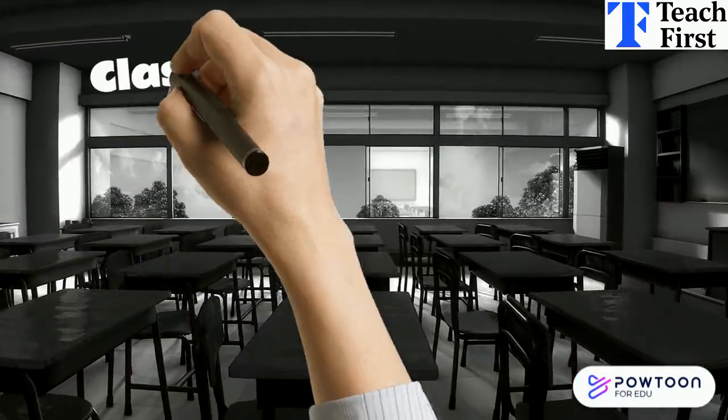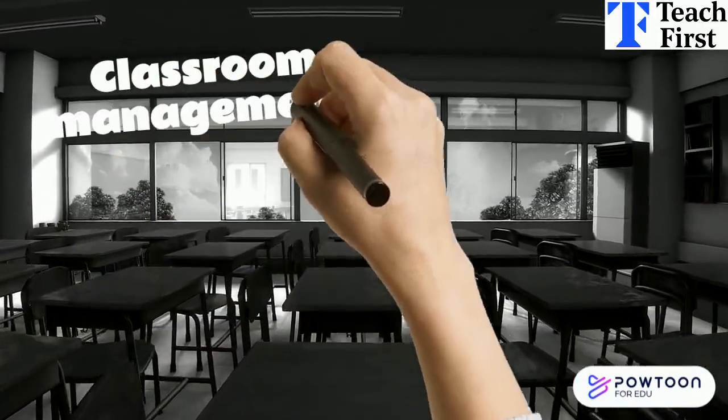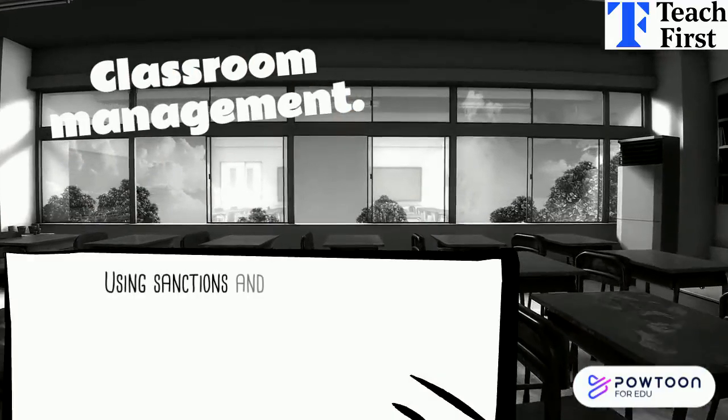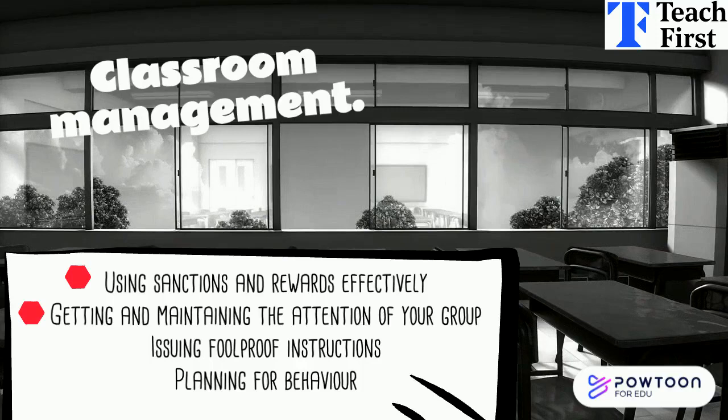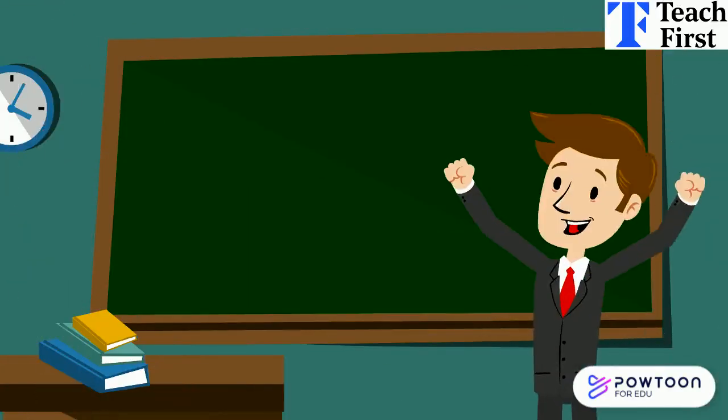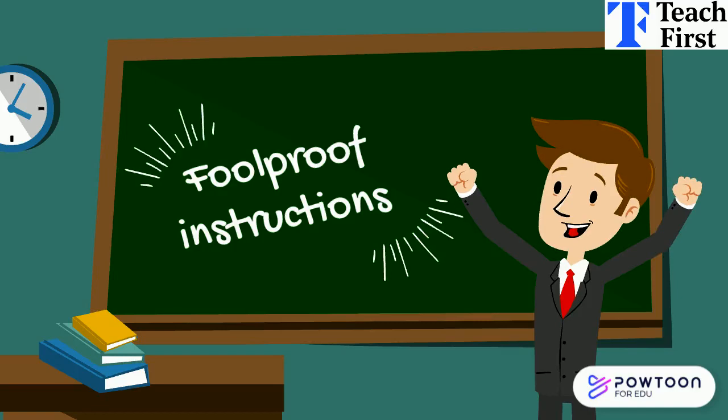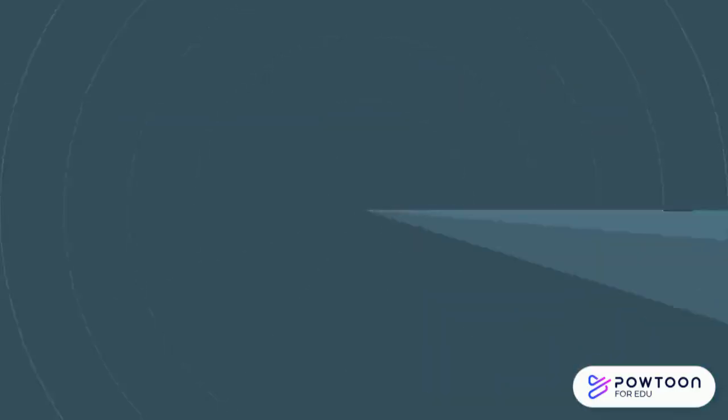This part of the series is focused on effective classroom management and features advice on using sanctions and rewards effectively, getting and maintaining the attention of your group, issuing foolproof instructions, and planning for behaviour. This short video is focused on issuing foolproof instructions.